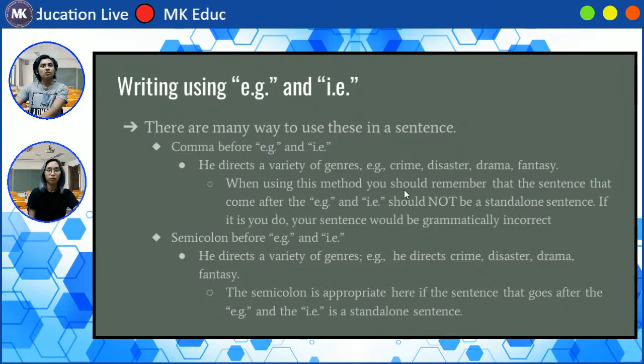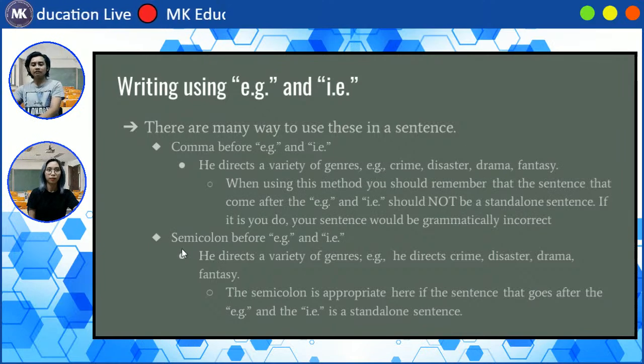So, what do I mean by standalone sentence? What I mean by standalone sentence is a complete sentence, a complete idea with a subject and a predicate. Okay. So if you look at this example right here, crime, disaster, drama, fantasy, it is an incomplete idea. This cannot be a sentence on its own.